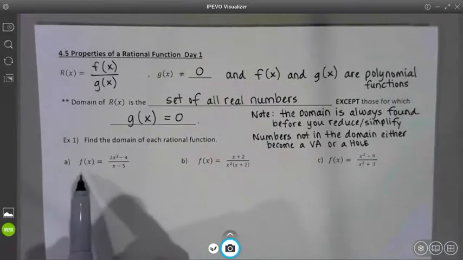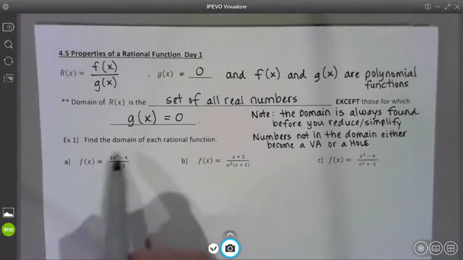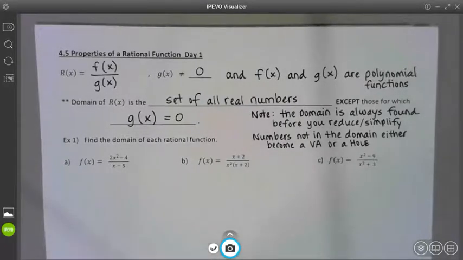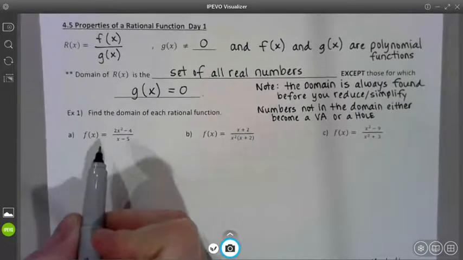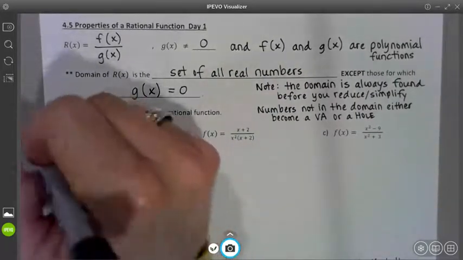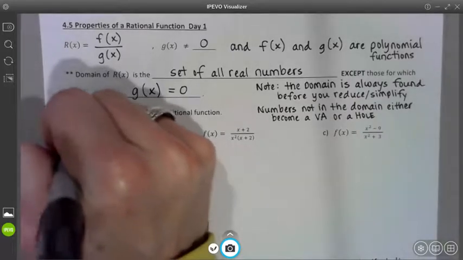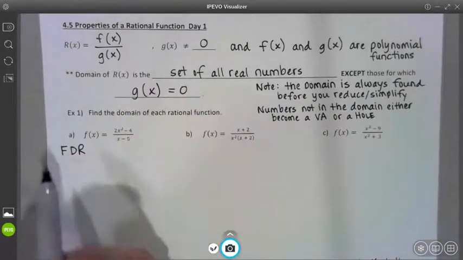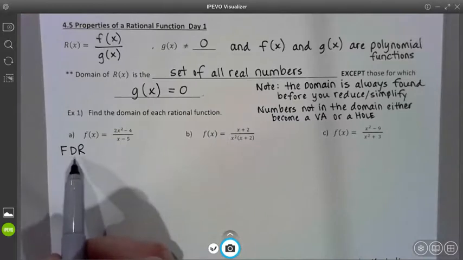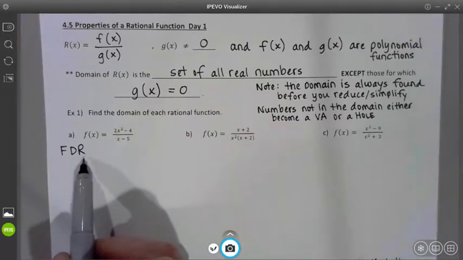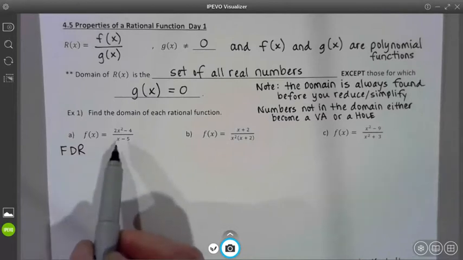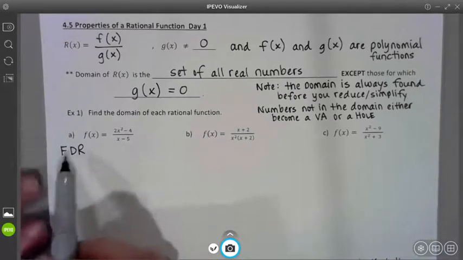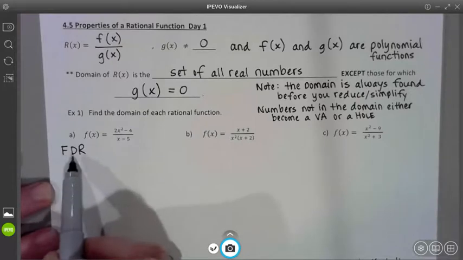Let's say you were given this rational function, a polynomial divided by a polynomial, and they wanted you to find the domain. When we get into graphing these in the next section, my step 1 is called FDR. You factor, you find the domain, and then you're allowed to reduce. I want you to get used to seeing that, because in the next section, when we start putting the graph together, this is going to be your step 1: factor, domain, reduce.